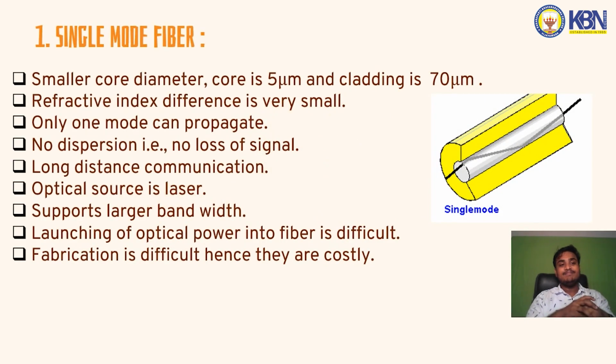The single mode fibers have the characteristic of a smaller core diameter. Its core diameter should be around 5 micrometers and the cladding diameter should be 70 micrometers. The refractive index difference between the core and the cladding is very small. Only one mode will propagate into the core. Those fibers are called single mode fibers or SMF.